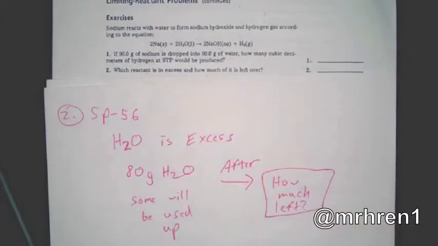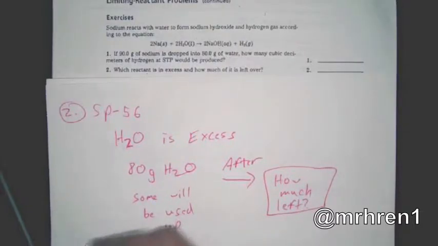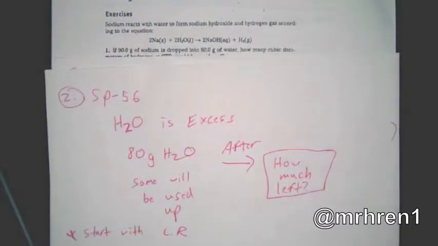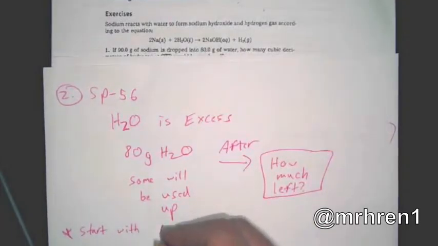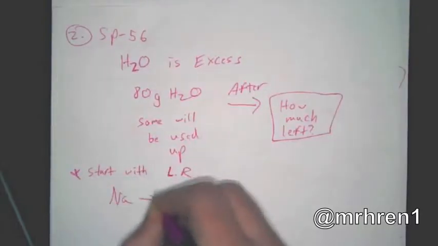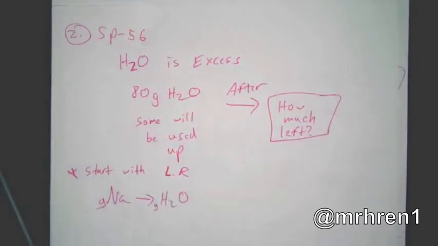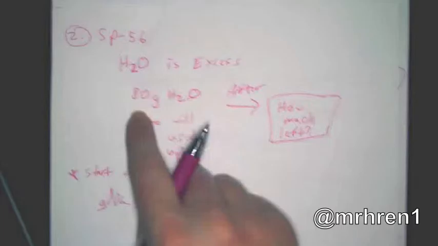So the way you're going to do this, if a problem asks you to do this, and I'm trying to remember, there might be one like this on your test actually, so you probably want to pay attention. If the problem asks you to do this, you still start with the limiting reactant. And then what you do is simply convert from the limiting reactant to the excess reactant. So we are going to go from sodium to H2O, grams of sodium to grams of H2O. Then we'll subtract our answer from 80, all right?